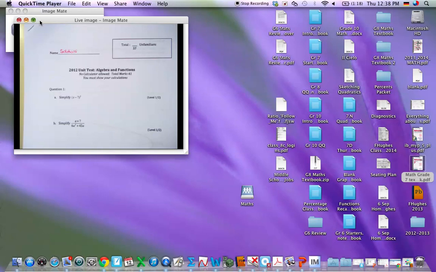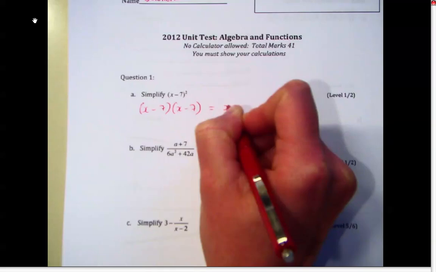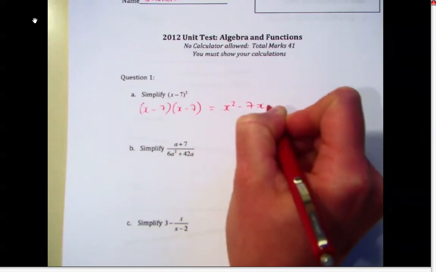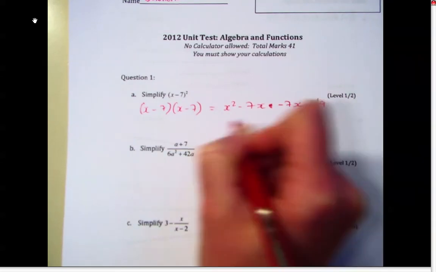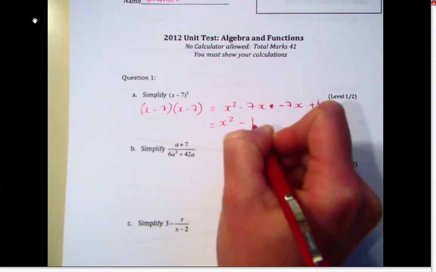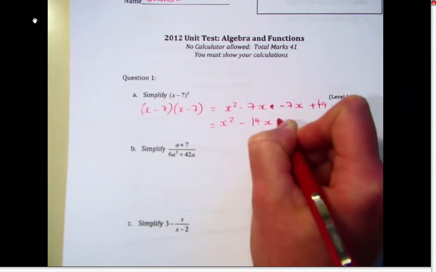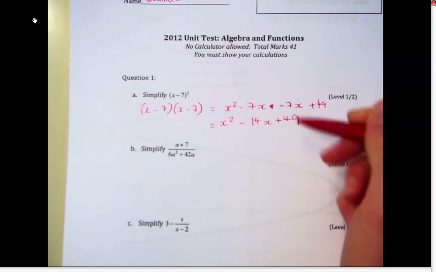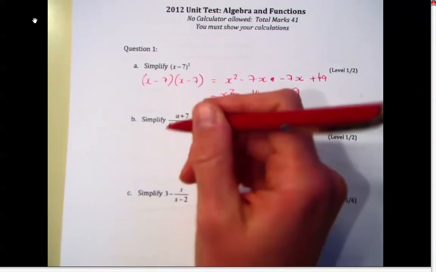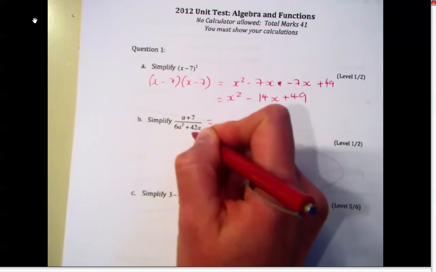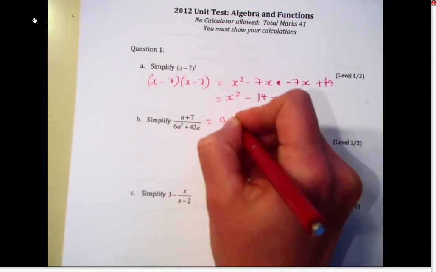Okay, so this is the functions test from x squared first, outer, inner, last. So x squared minus 14x plus 49. I'm not going to go through how many marks each one is, just the content. Okay, in this case I need to factorize the top and the bottom, factorize as much as possible.